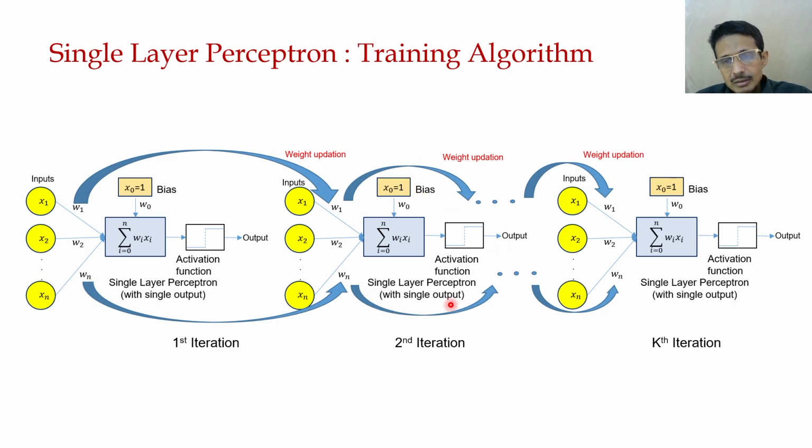And this goes first iteration, second iteration, up to the kth iteration, where we get an output that is very close, or the difference is less than a given threshold, so that we can say our network has converged, or we can get this input-to-output mapping function, so that given an input we get the intended output, and we get the corresponding W1, W2, Wn and W0. So this is the basic understanding of the training algorithm of a single layer perceptron.